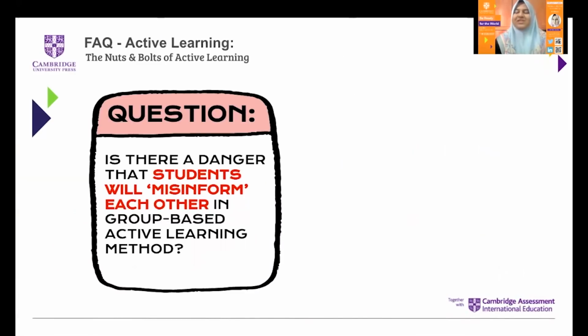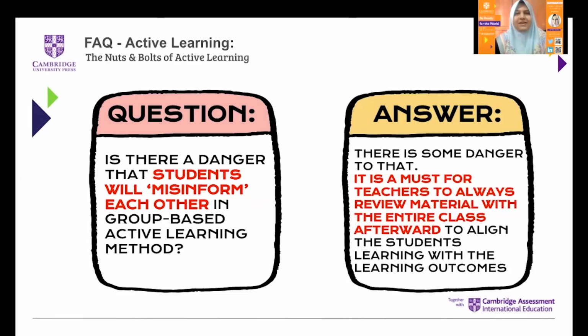And the last question I have, is there a danger that students will misinform each other in group-based active learning methods? Such a valid question. The answer is, there is some danger to that. It is a must for teachers to always review material with the entire class afterward to align the students' learning with the learning outcomes.